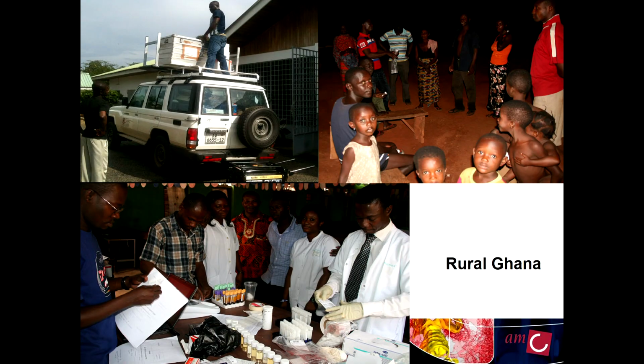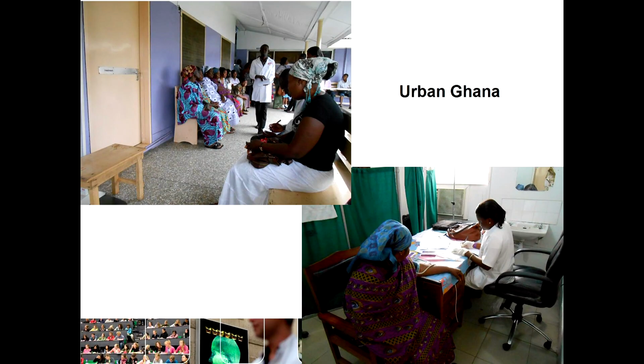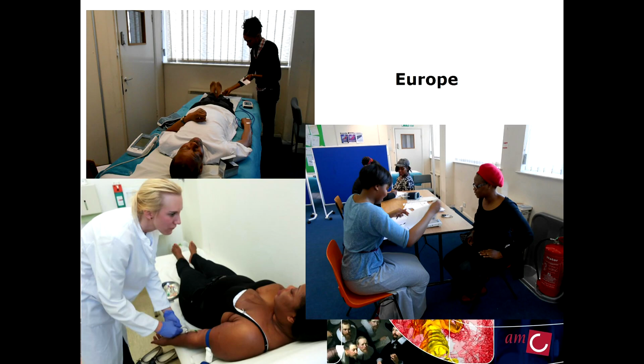Then, these are some pictures of the data collection. This was in rural Ghana. This is the local research team who went out into the field with a jeep to collect samples and measure participants. This is in urban Ghana, where we collected data also in hospital settings. And these are some pictures from the data collection in Europe, in Berlin, London, and Amsterdam.